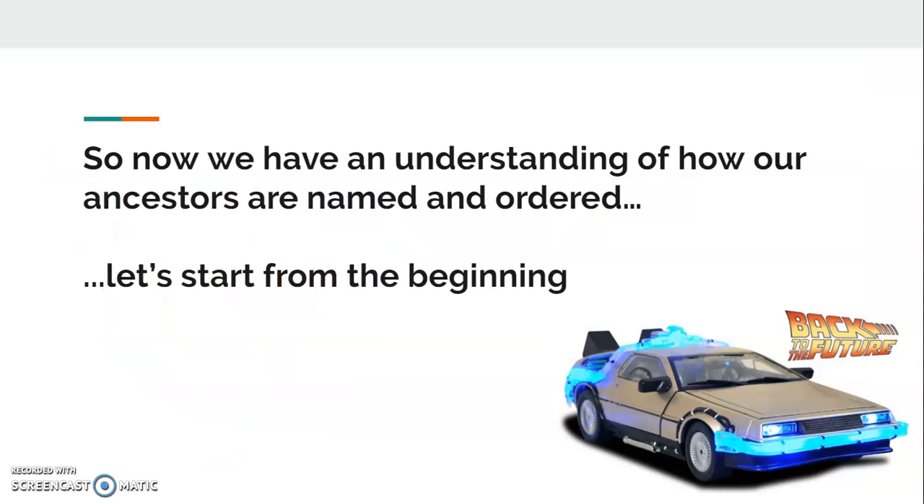So now that we have an understanding of how our ancestors are named and ordered, which is important, we're going to start from the beginning, looking at our hominin ancestors and move upwards through the timeline. And you can go back and forward between this and the Google Doc and just fill in what's really significant about each species.